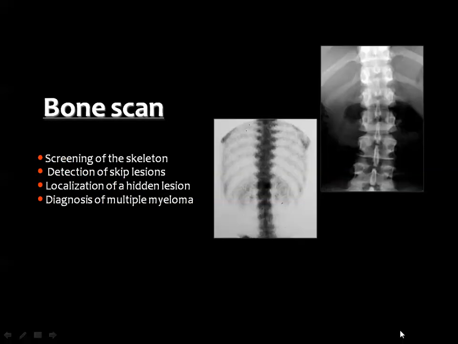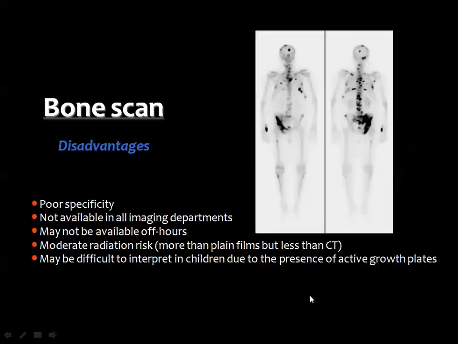Then look at this spine of a patient, a child with a painful back. If you look carefully at the spine, you may not be able to detect an abnormality, but if you look here, you can see that there is some sclerosis in this pedicle, and by bone scan there is increased uptake in this pedicle, which was secondary to an osteoma.